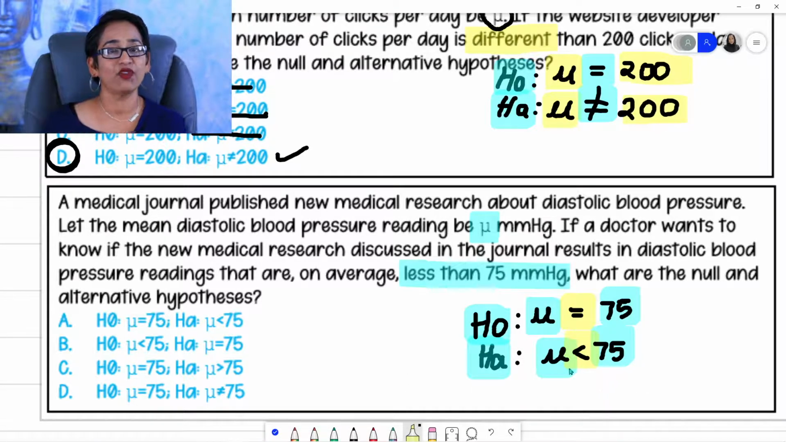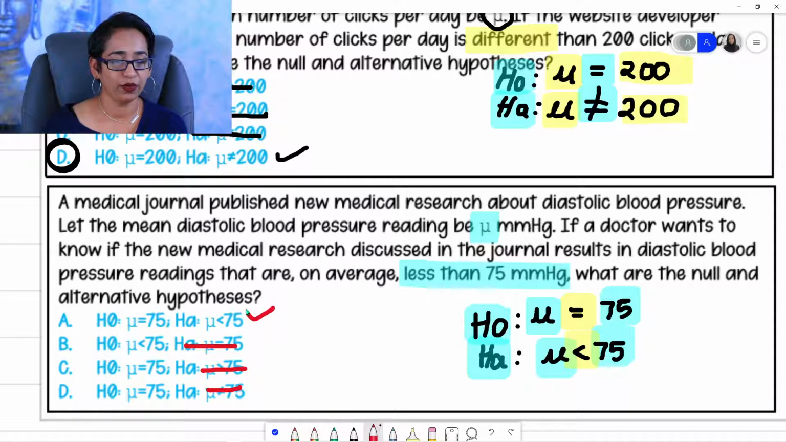Now go ahead and see which option has these. If I look, I'm looking for HA less than. So not this one, not this one, not this one. Which one is it? Boom. So my option is, oh, what a perfect circle. My option is option A. Fair enough? All right.